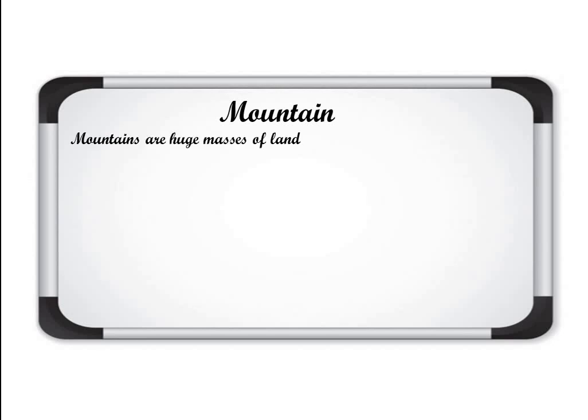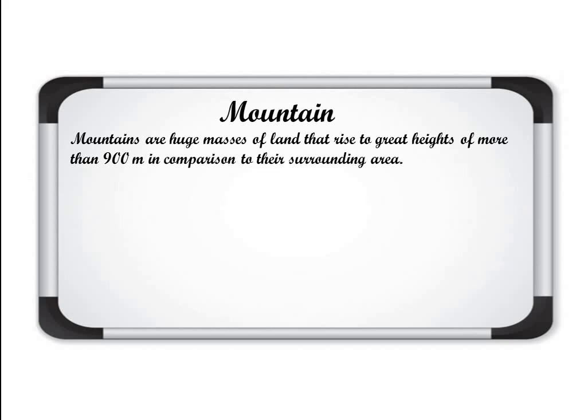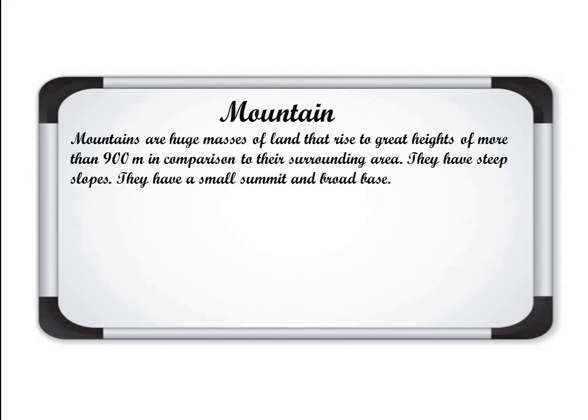Mountains are huge masses of land that rise to great heights of more than 900 meters in comparison to the surrounding areas. They have steep slopes, a small summit and a broad base. We can say like a triangle. We know that in a triangle the base is broad and the top, or you can say the summit, is small. So the mountains have a broad base and a small summit. They are high from the surrounding area.